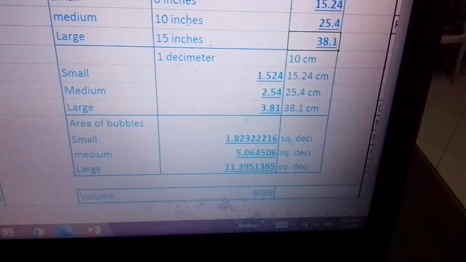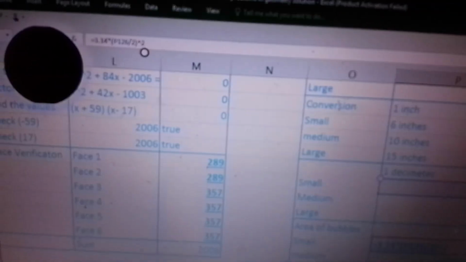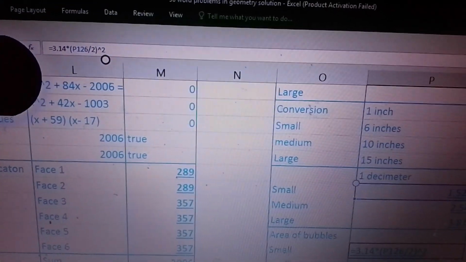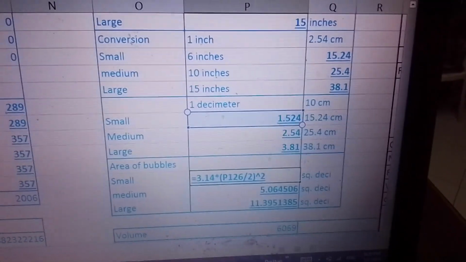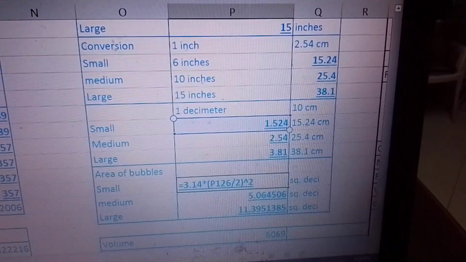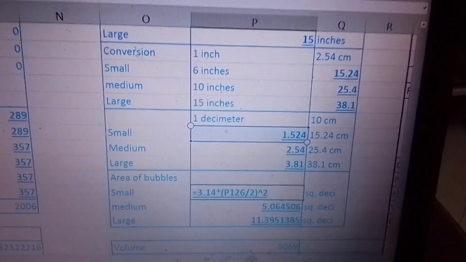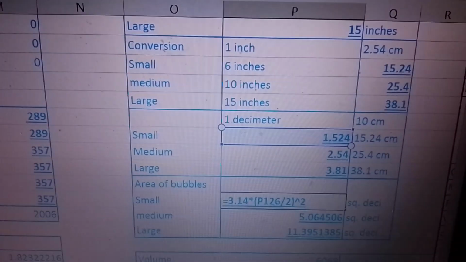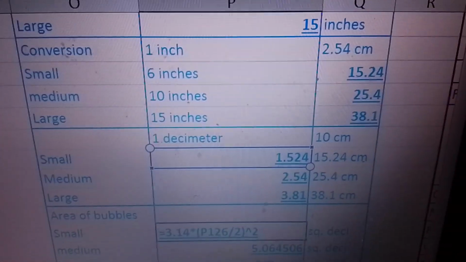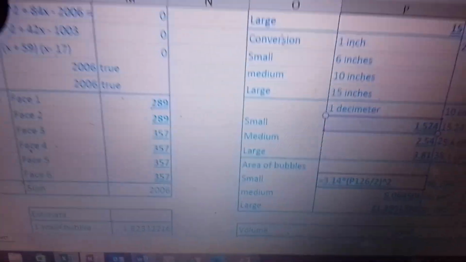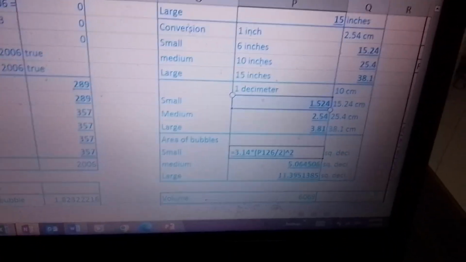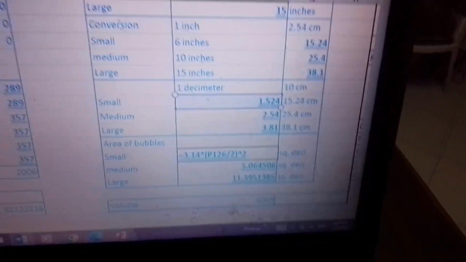Now, here's the area of the bubbles. For the small, here's the formula. We did 3.14 times 120 times 1.524. Remember, your unit should be in decimeters. Kasi nga the reference is, our unit should be in decimeters. Just like that. Then, remember, you're gonna have to do divide by 2, because remember, that's the diameter. So, you need to convert that to the radius. So, this is what we did first.